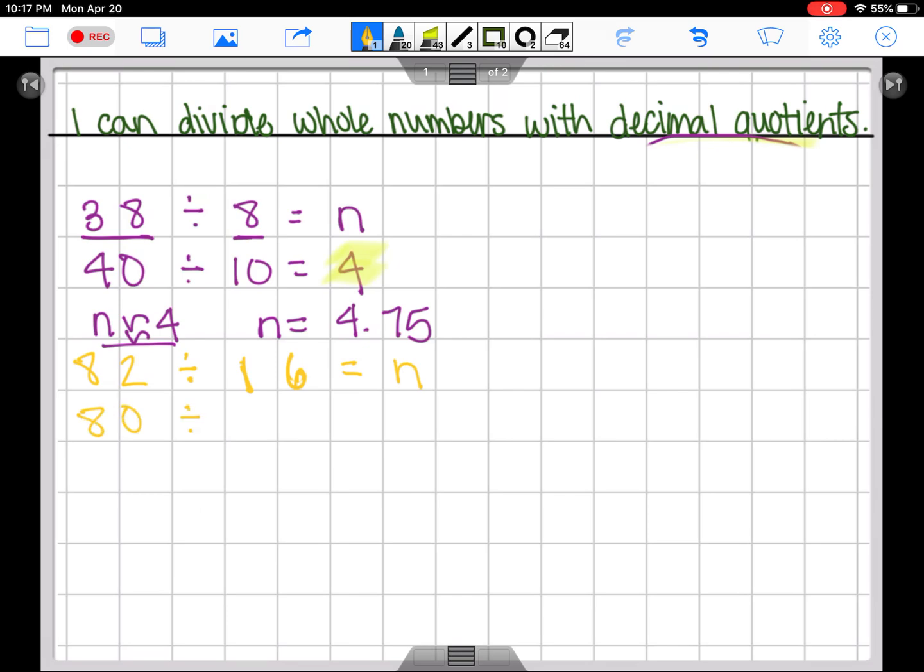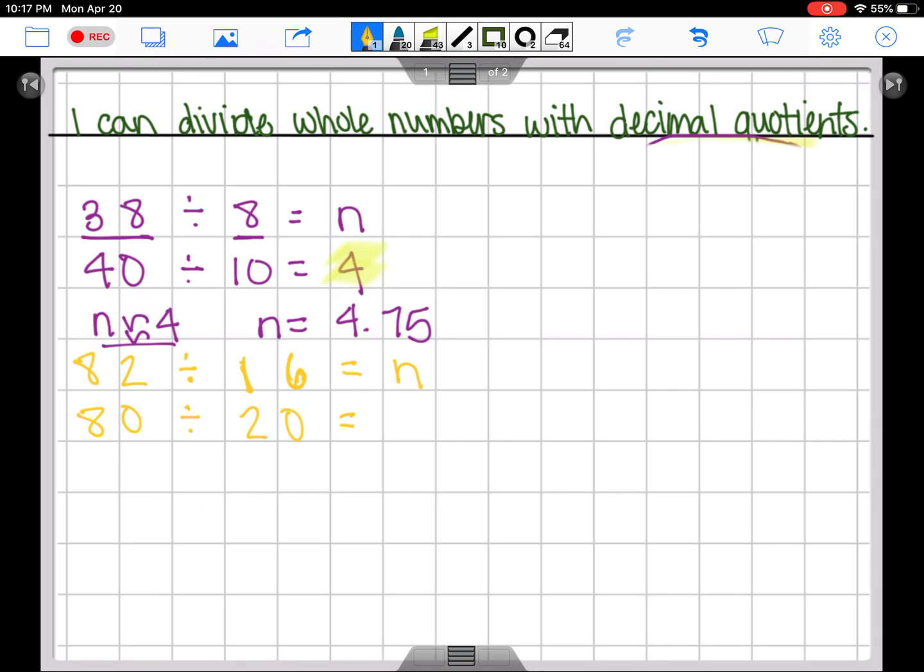Yeah, we're going to go about 80 divided by... and let's estimate our divisor. 16 is approximately what number? Think about a number that's going to be easy to work with. Remember, that's our goal with estimation, is easy to work with. So I would say 16 is about 20.